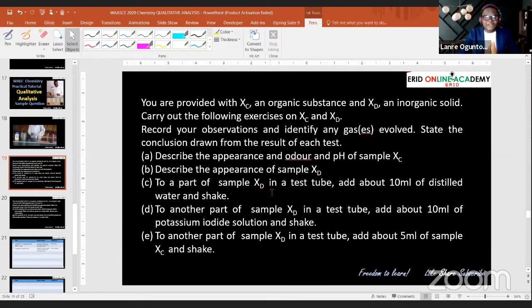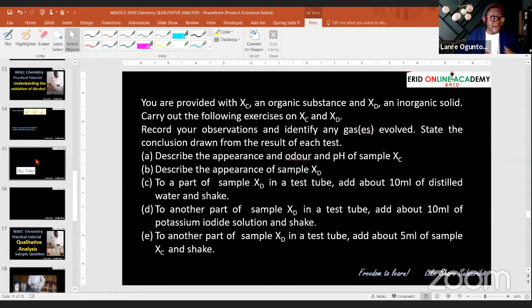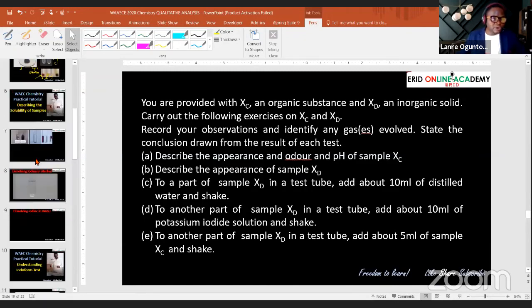So to a part of sample D in the test tube, add what? Distilled water and shake. Now, if we want to test the solubility of these 2 substances, that's what we want to test now: the solubility of the 2 substances. So I will look at C and D together, and I will show you how it looks practically. We are looking at C and D.